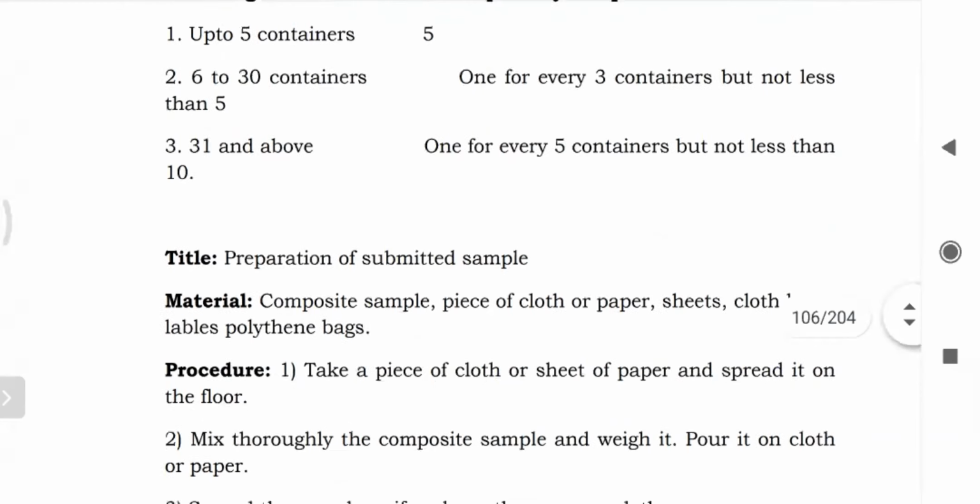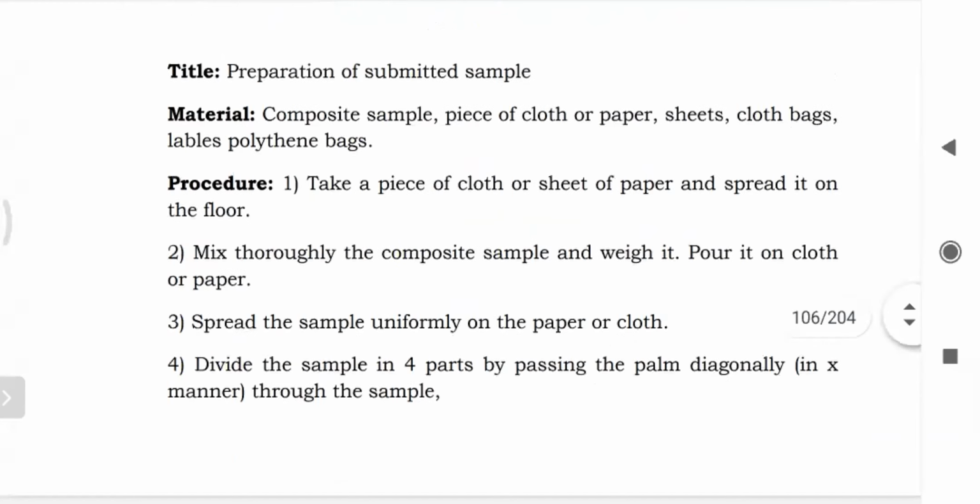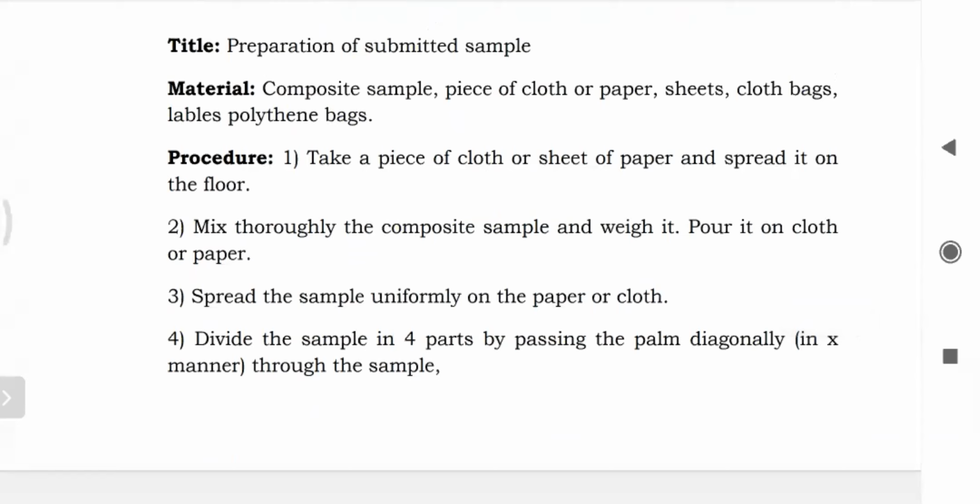Then preparation of submitted sample. How is the submitted sample prepared? You need the composite sample, a piece of cloth or paper, sheets, cloth bags, and labelled polythene bags. The procedure is to take a piece of cloth or a sheet of proper size and spread it on the floor.